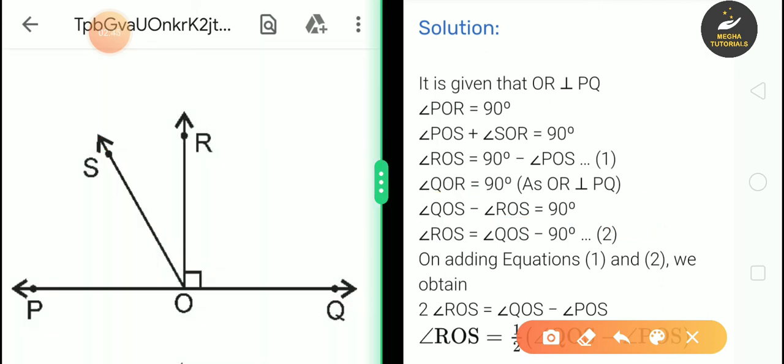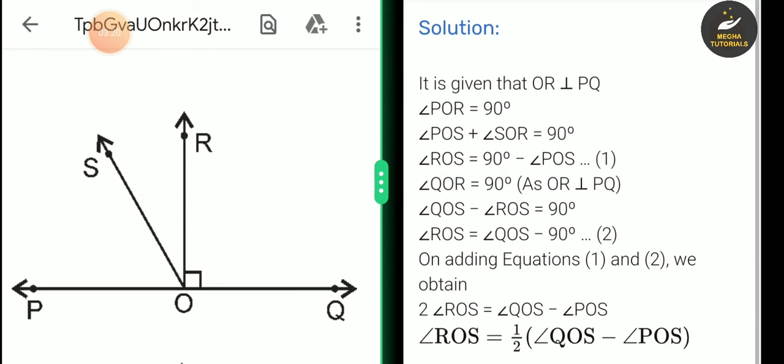So on adding equation 1 and equation 2, we get on the LHS ROS plus ROS is equal to 2 ROS. Then 90 minus POS plus QOS minus 90. In these, 90 is positive and 90 is negative, so they will cancel, and what will remain? Angle QOS minus angle POS will remain. Then we can transpose the 2 to the RHS, so that we get angle ROS is equal to half of (angle QOS minus angle POS), which is the required proof.